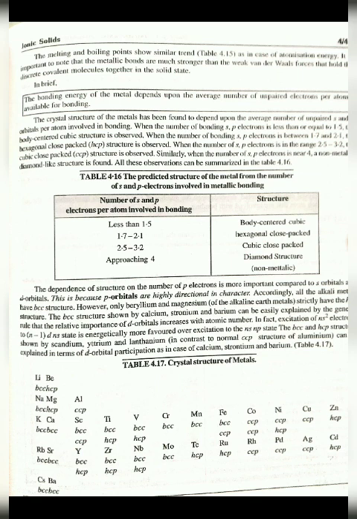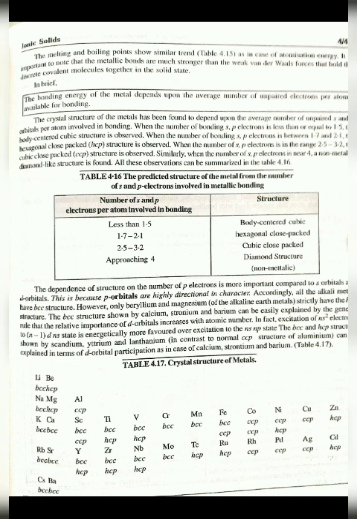When the number of bonding sp electrons is less than or equal to 1.5, the body centered cubic structure is observed. When the number of bonding sp electrons is between 1.7 and 2.1, the hexagonal close packed (HCP) structure is observed. When the number of sp electrons is in the range 2.5 to 3.2, the cubic close packed structure is observed. Similarly, when the number of sp electrons is near 4, a non-metallic diamond-like structure is found. All these observations can be summarized in Table 4.16.